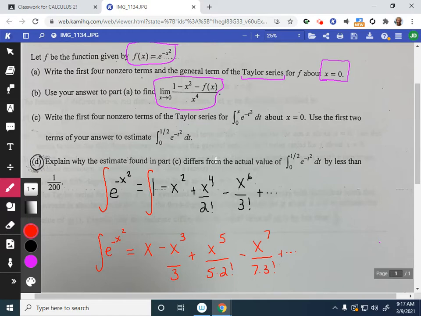They want the first 4 non-zero terms of the series, 1, 2, 3, 4. There they are, the first 4 non-zero terms. Okay. That gets us, by the way, 2 points. So 2 points just for that. And use the first 2 terms of your answer, so just these, to estimate the integral from 0 to 1/2.